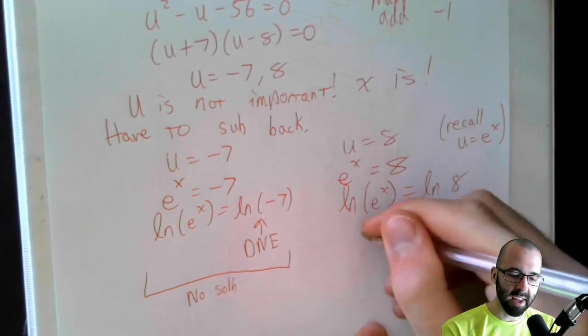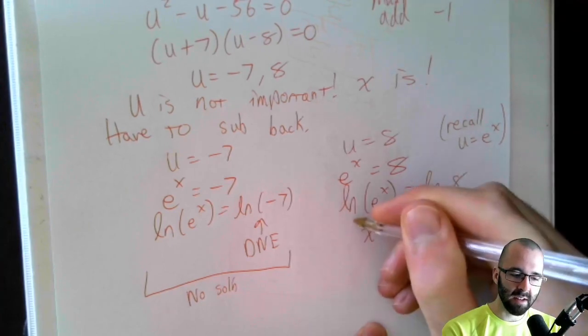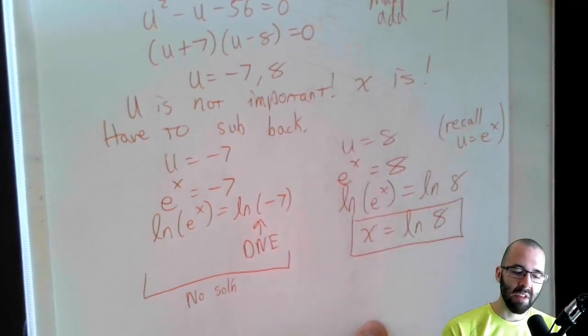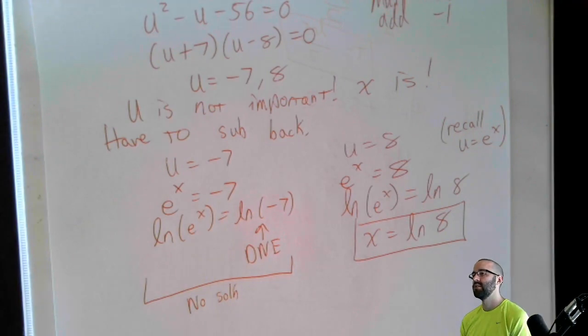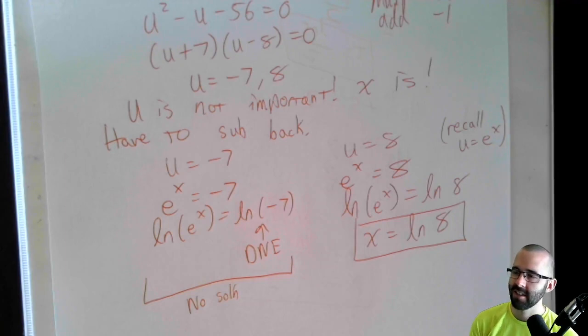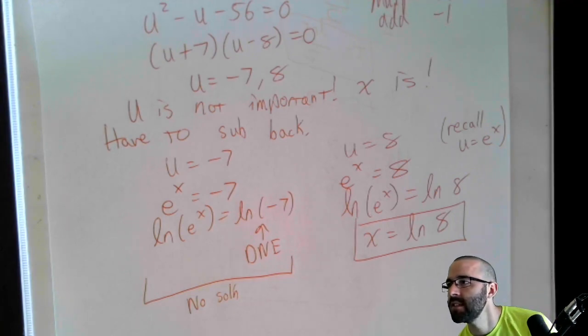So natural log of e to the x simplifies to just x. We get that x is the natural log of 8. And that is our answer. So these ones are trickier, of course. So watch out for these.